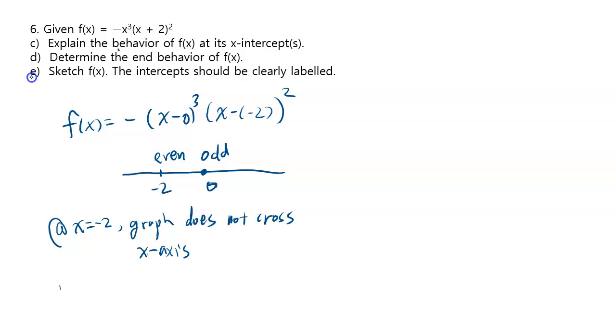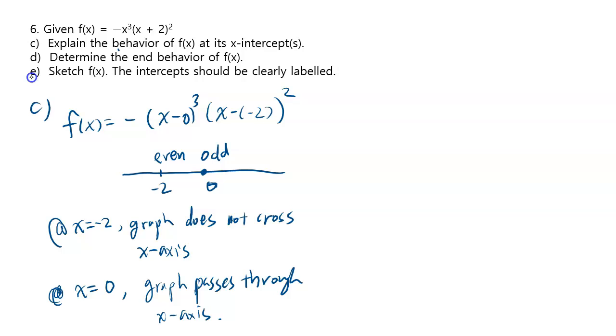And then at x equals 0, in this case, x equals 0 is produced by this, and that has an odd multiplicity, and therefore the graph passes through the x-axis there. Okay, so that's how you do C. And now let's look at D.